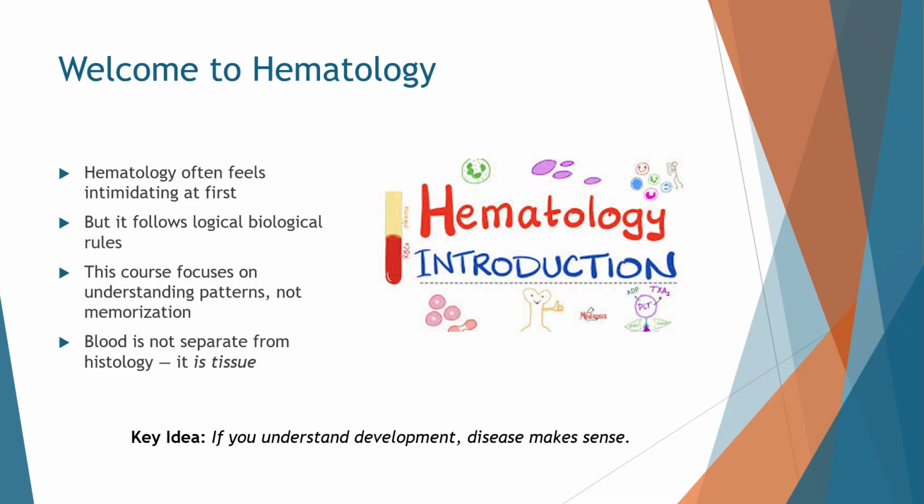But here's the key idea for this course. Hematology follows biological logic. Cells develop in predictable sequences. They mature in recognizable ways. And disease usually looks like an interruption of normal development. So instead of memorizing isolated facts, we're going to focus on understanding developmental pathways. If you understand where a cell comes from, you can usually understand why it looks abnormal, why it appears in circulation, and what the body is trying to respond to.